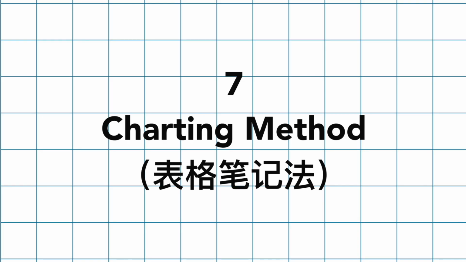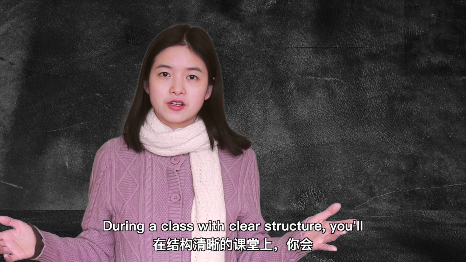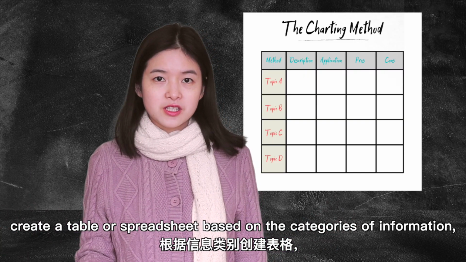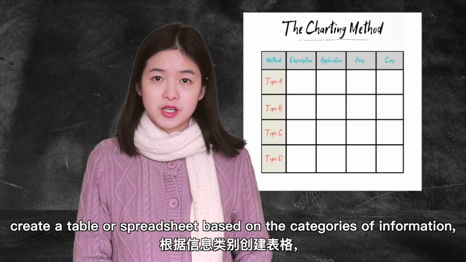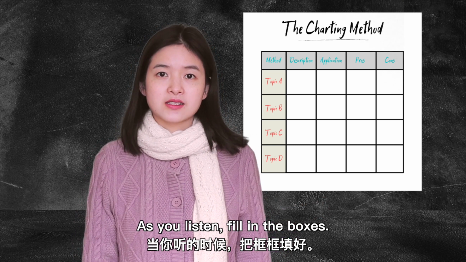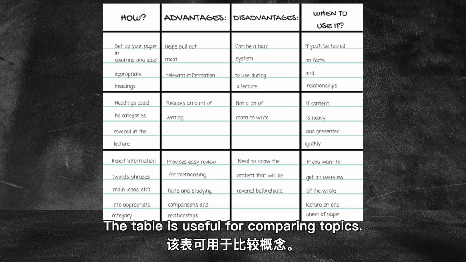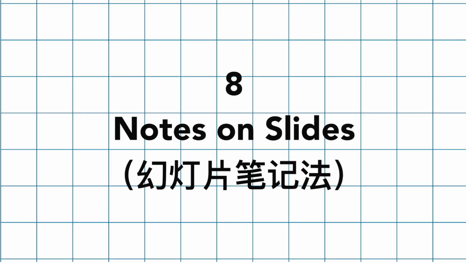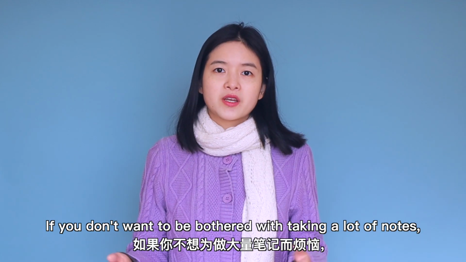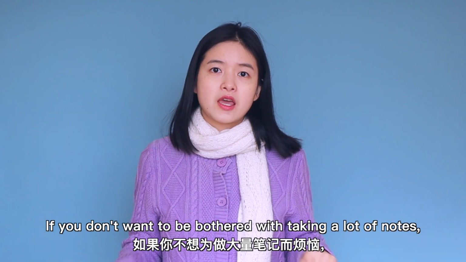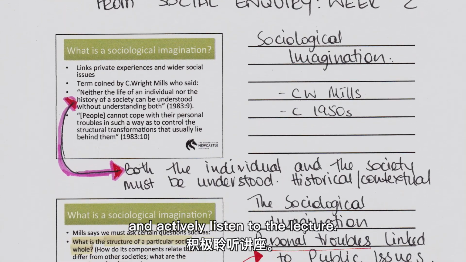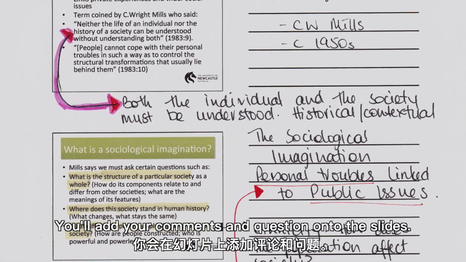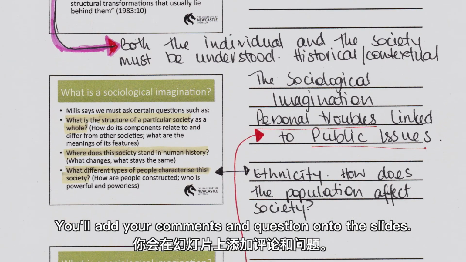7. Tardy Method. During a class with clear structure, you'll create a table or a spreadsheet based on the categories of information. As you listen, fill in the boxes. The table is useful for comparing topics. 8. Notes on slides. If you don't want to be bothered with taking a lot of notes, you may write on the slides and actively listen to the lecture. You'll add your comments and questions onto the slides.